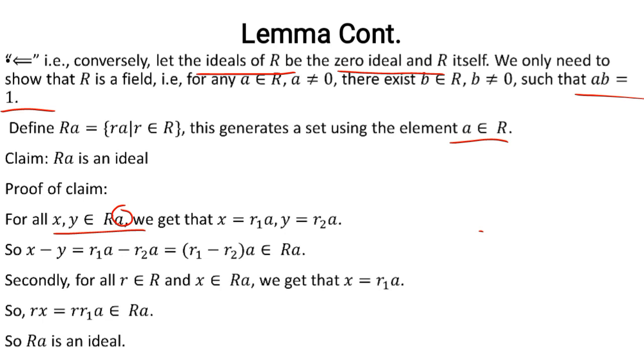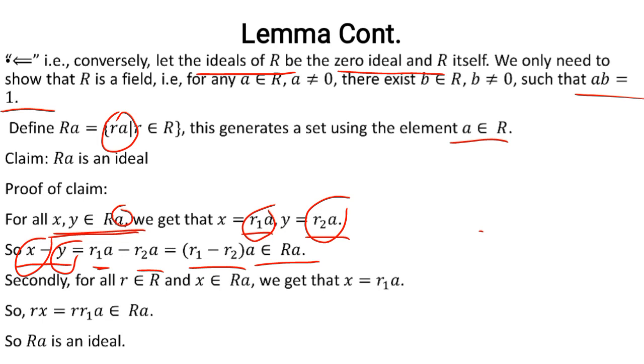So it means that if I pick X in RA, I know all the elements look like this. It's going to be R1A for X and R2A for Y. Okay, so you do the subtraction. Wherever I see X, wherever I see Y, I put my new values, these two values. So that's how I have this here and this here. A is common to both of them, so I can do this, right? And truly this lies in my set here because R1 and R2 are all from my ring R. So that satisfies the first condition for A minus B.